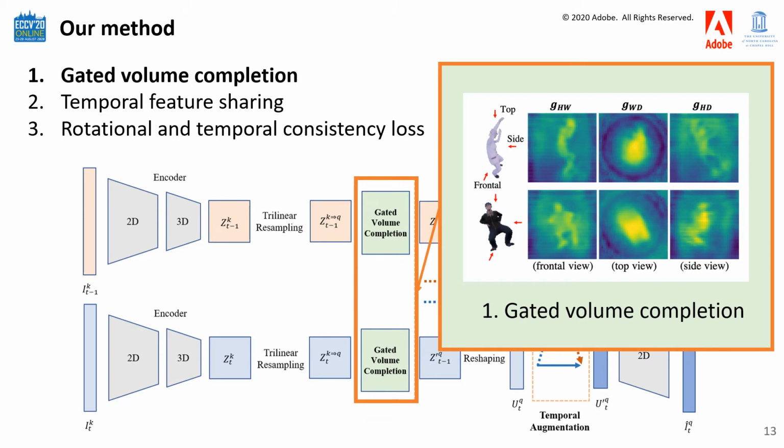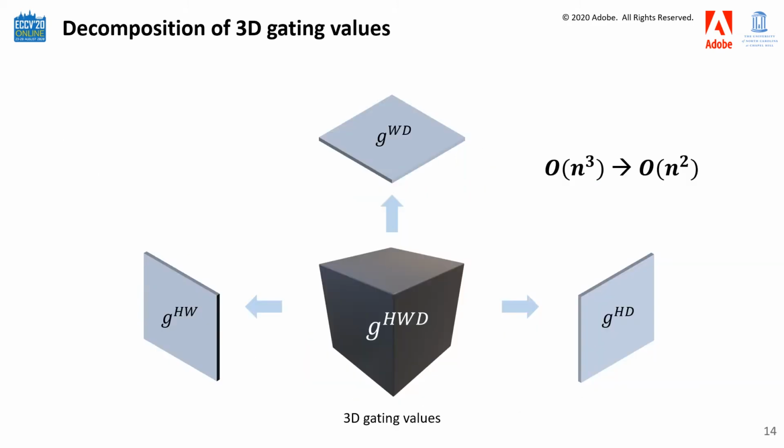More specifically, first, at a frame level, we propose a novel 3D attention module which efficiently and effectively enhances the volumetric representation. We propose to approximate the full 3D gating values by decomposing them into 2D gatings along the canonical XYZ axes. This allows reducing memory without sacrificing performance.